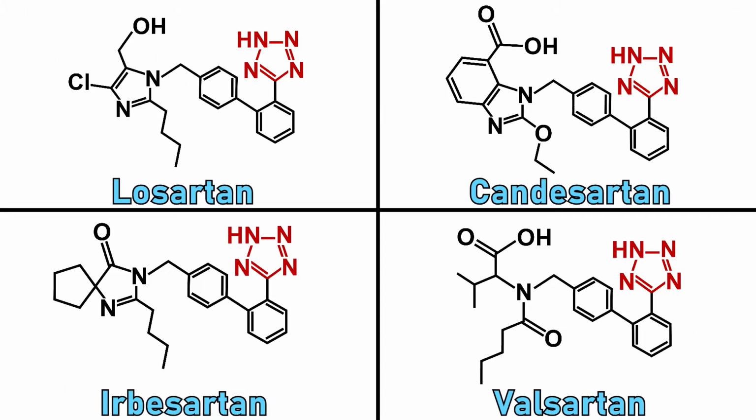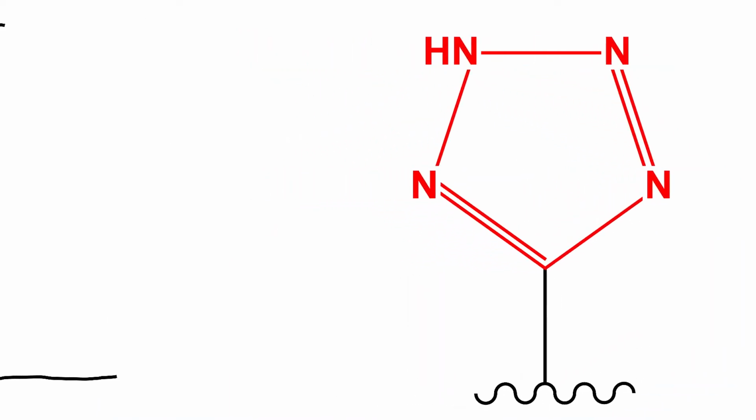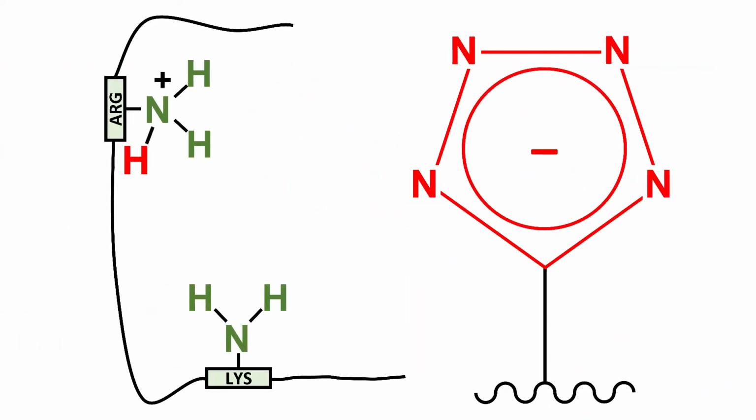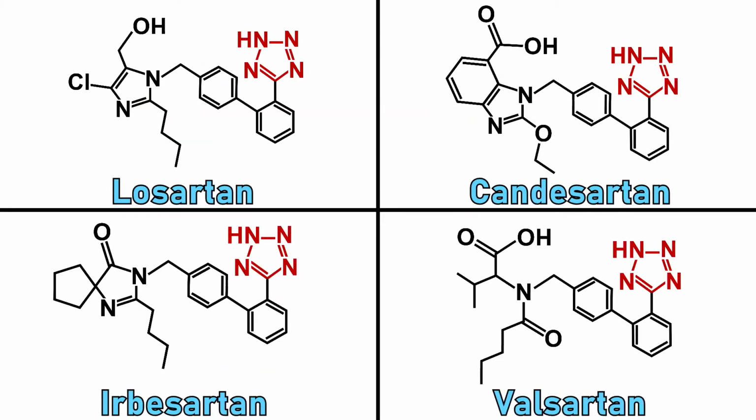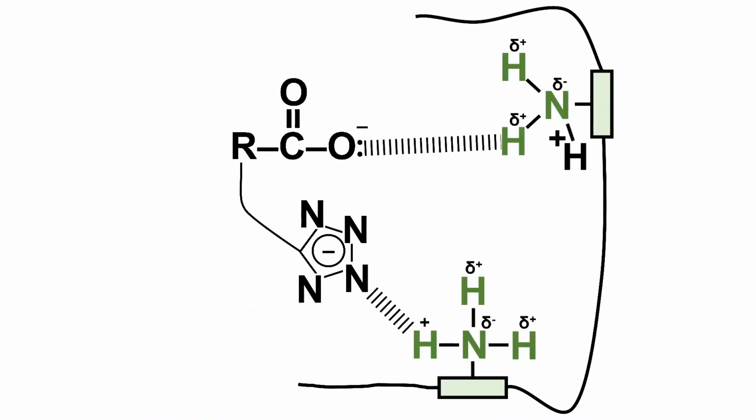ARBs contain tetrazoles. A tetrazole is a pentagonal aromatic ring containing 4 nitrogen atoms. This tetrazole protonates either an arginine or lysine amino acid in the active site, thus forming a salt bridge between it and the positively charged amino acid residue. Newer ARBs also possess a carboxyl group that helps make further salt bridges. The potency of ARBs is therefore determined by the number of salt bridges.